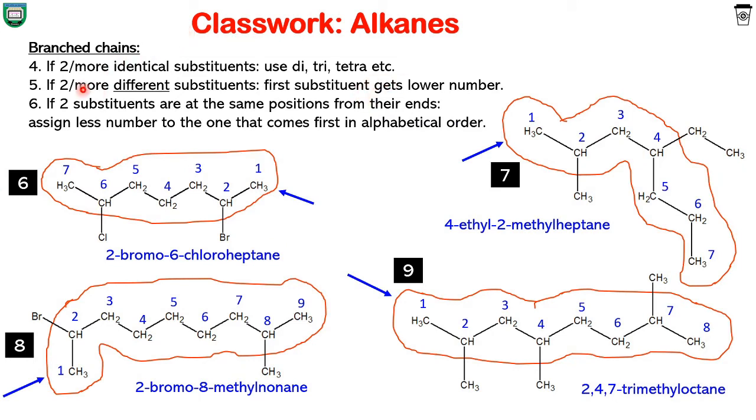Let's see the fourth one. If a molecule contains 2 or more identical substituents, we use di for 2, tri for 3, tetra for 4, penta for 5, etc. Let's look at this 9th example.